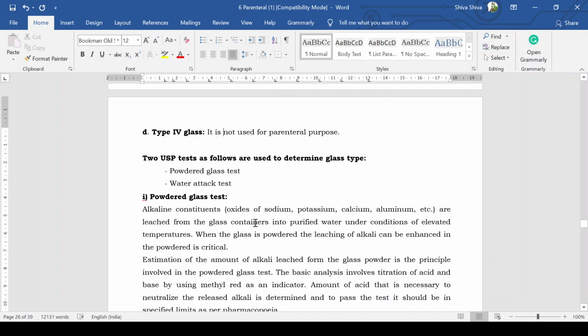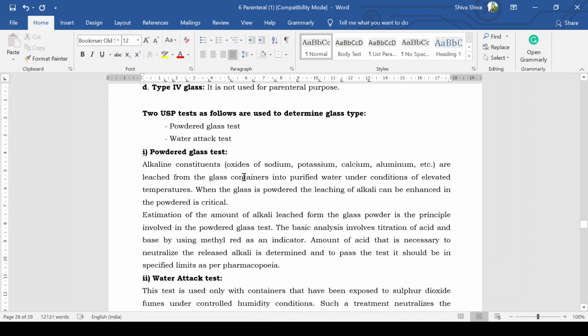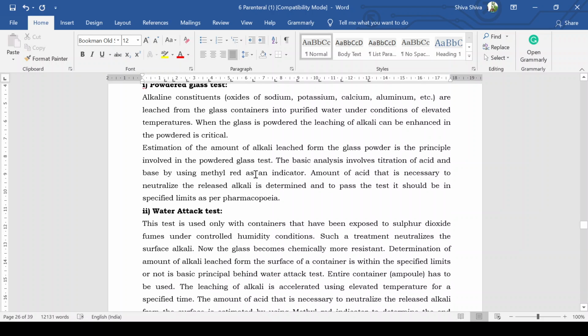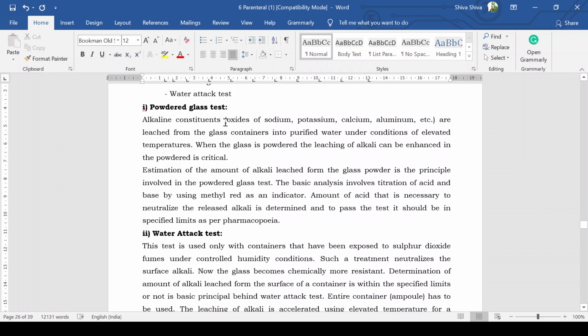Then how are these glasses tested? Testing of glass. Two USP tests are used for determination of glass type. That is the powder glass test and the water attack test. So the first one is the powder glass test. Alkaline constituents like oxides of sodium, potassium, calcium, aluminum, etc. are leached from the glass container into the purified water under conditions of elevated temperature.